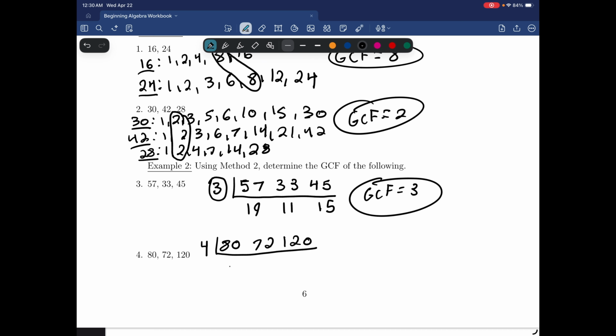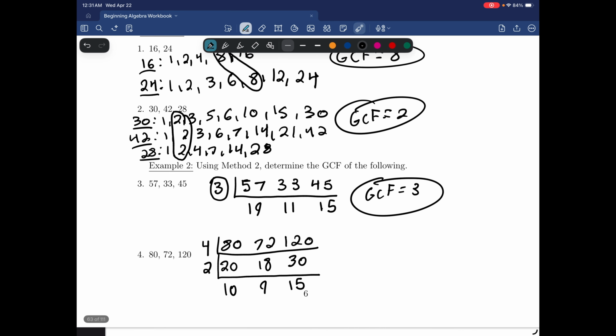So writing the numbers down here, we're going to have 80 divided by 4, which is 20. 72 divided by 4 is 18. And 120 divided by 4 is 30. Now looking at the resulting numbers down here, can we divide all 3 of these numbers by a set number, or are all 3 of these numbers divisible by a certain number? And they are. We can go ahead and divide all 3 of these numbers by 2 because they're all even. So 20 divided by 2 is 10, 18 divided by 2 is 9, and 30 divided by 2 is 15.